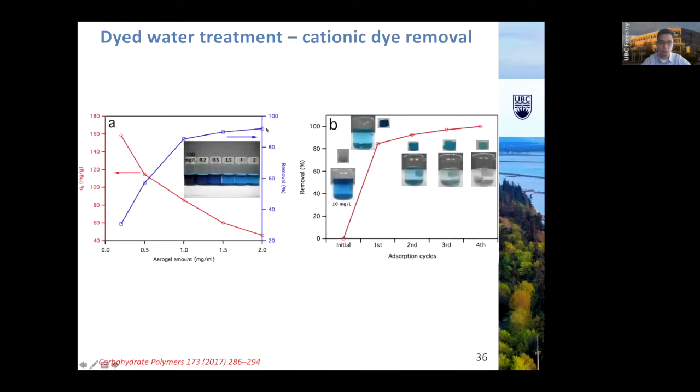This one shows the removal percentage. Depending on the dye concentration, we can have a very high removal percentage if we have lower dye concentration. For example, this is a ratio between the aerogel and the water, starting from 100 milligram per liter dyes. And also we can do repeated utilization of the aerogel, and then this is 10 milligram, and after 5 times, we can completely remove the color from the solution.